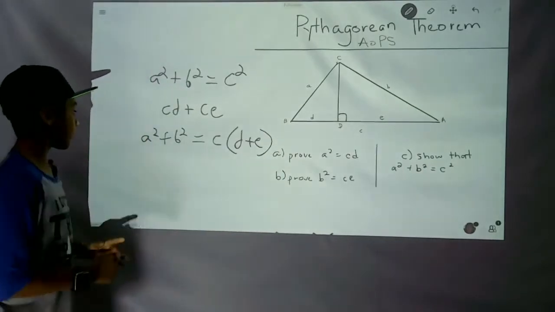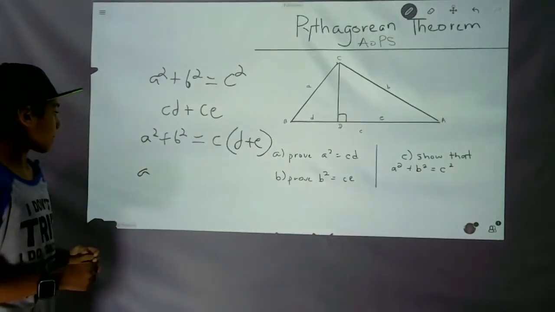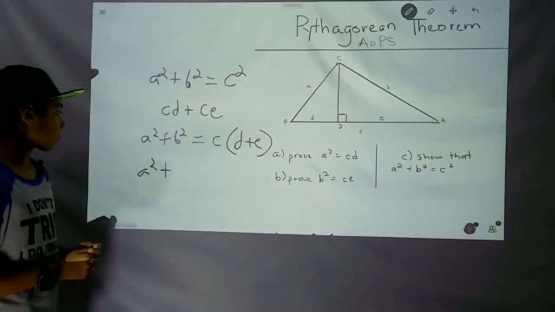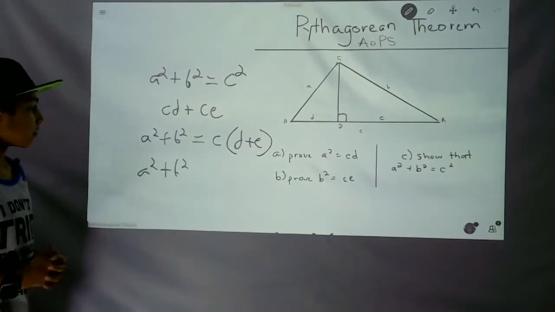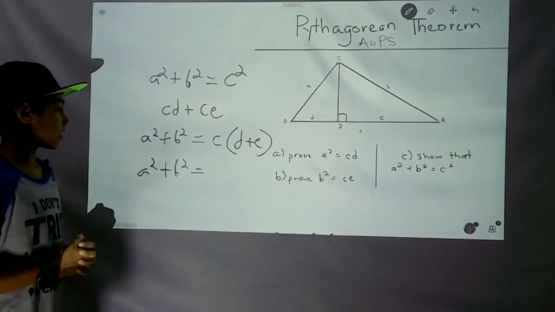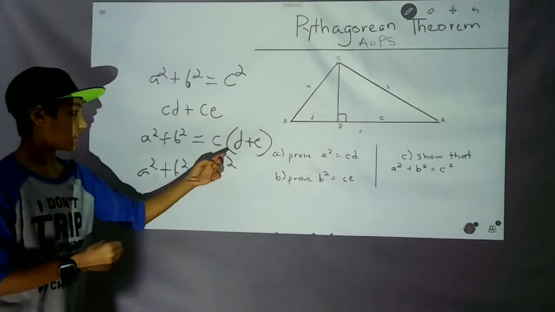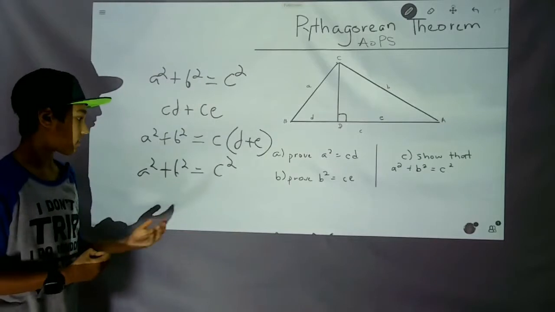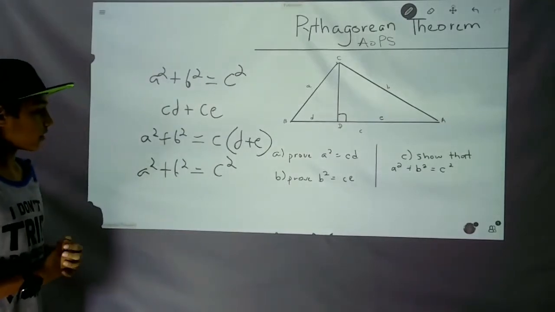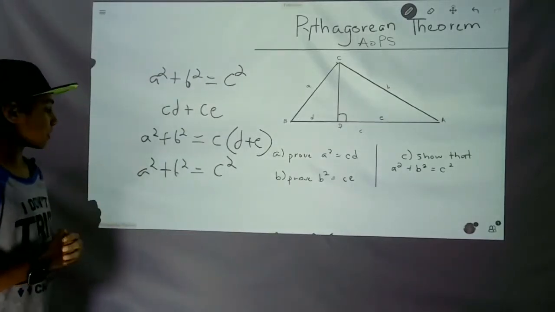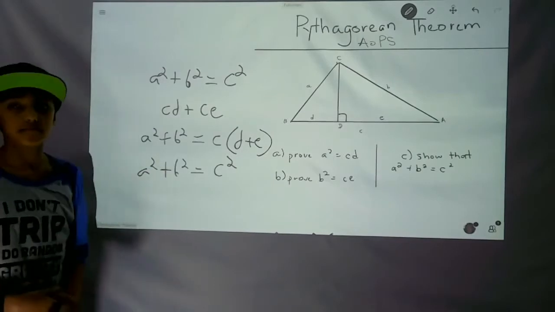So we have a squared plus b squared is equal to c squared, because c times c, since d plus e is c, we have c times c, which is c squared. So now we've shown that a squared plus b squared equals c squared.